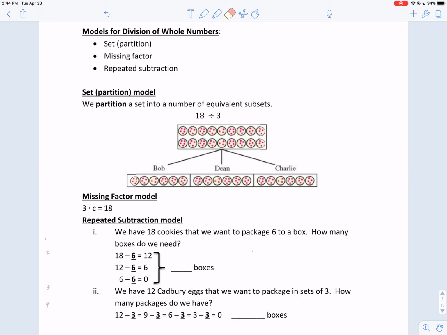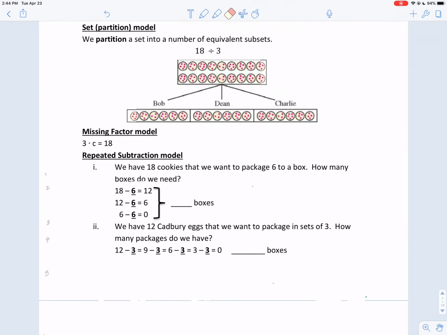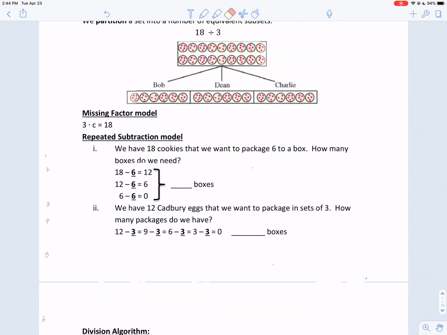There's also the missing factor model. 3 times something equals 18, and you have to figure out what that something is. The repeated subtraction model is very good for students who understand subtraction but just haven't figured out division yet.